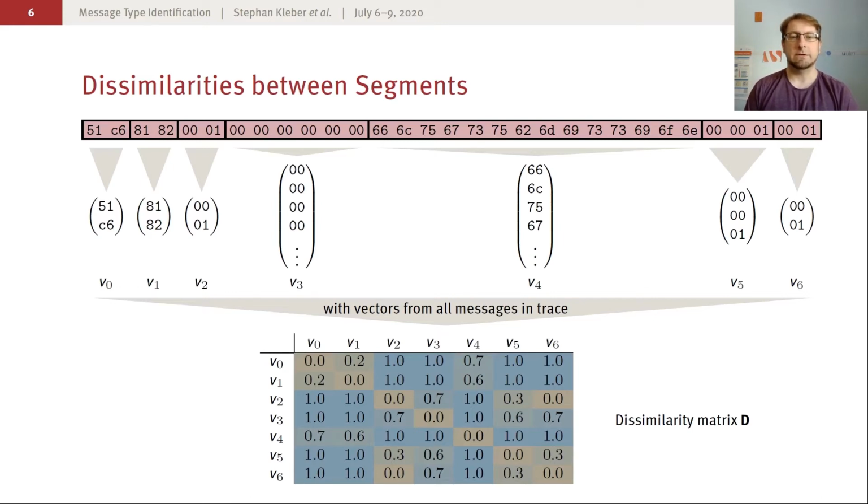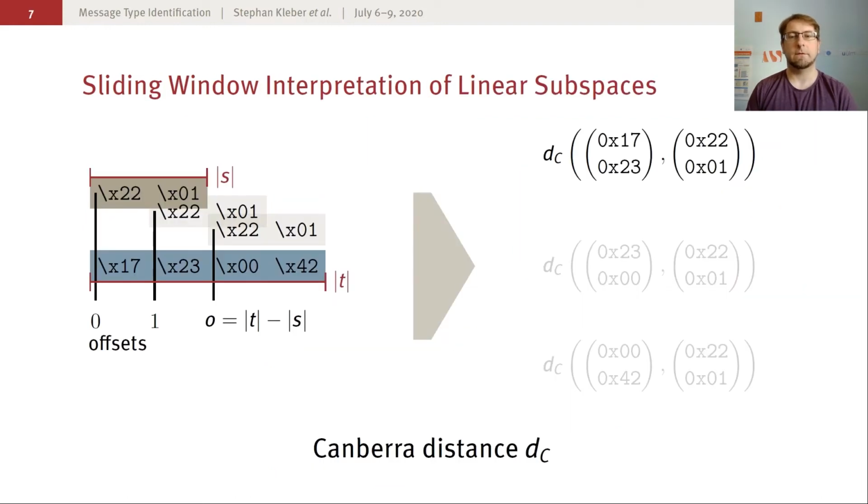The challenge here is that the typical distance measures that are available for vectors are only defined within the same vector space. In our case, the vectors have different dimensionalities, so these distance measures are not applicable directly. Thus, we propose a sliding window interpretation of linear subspaces.